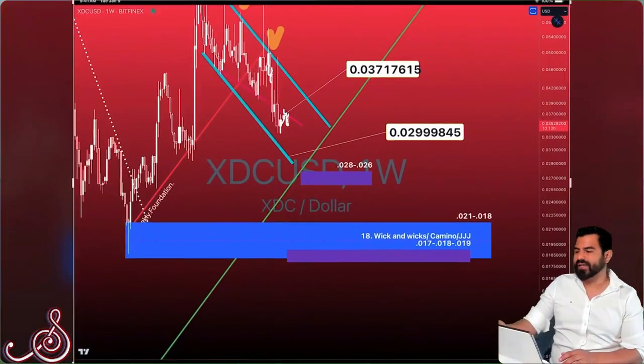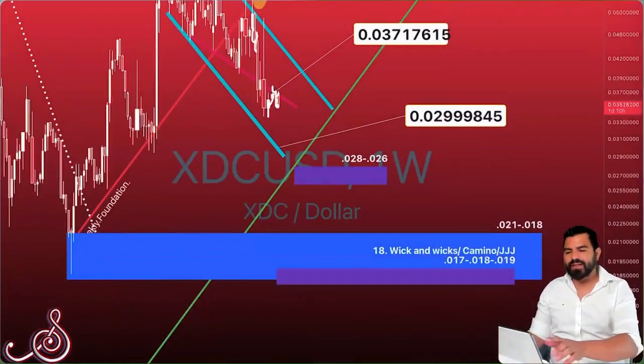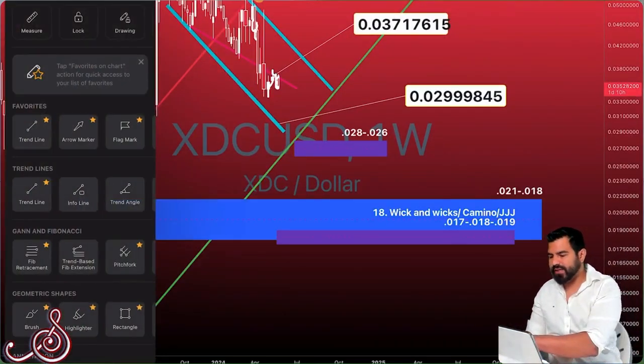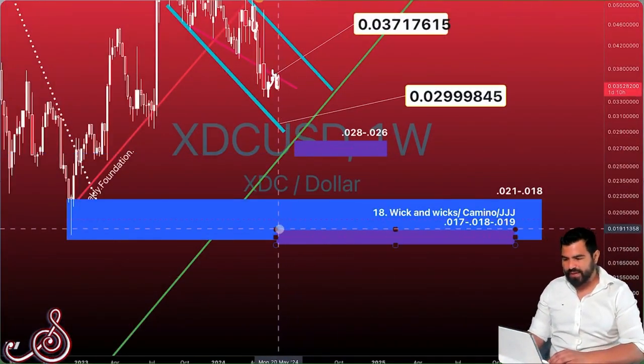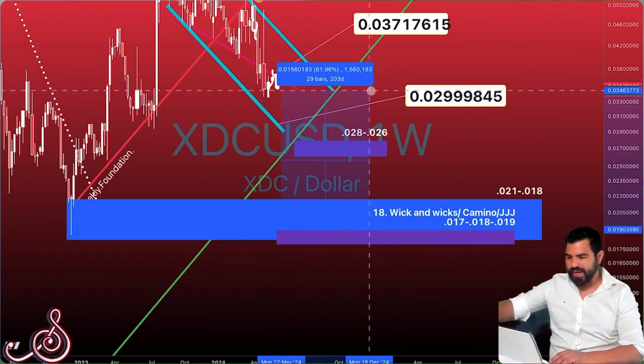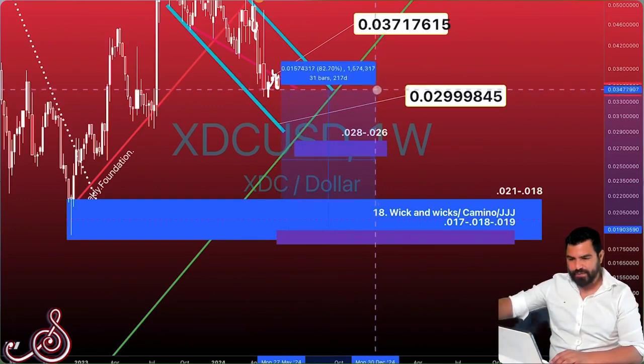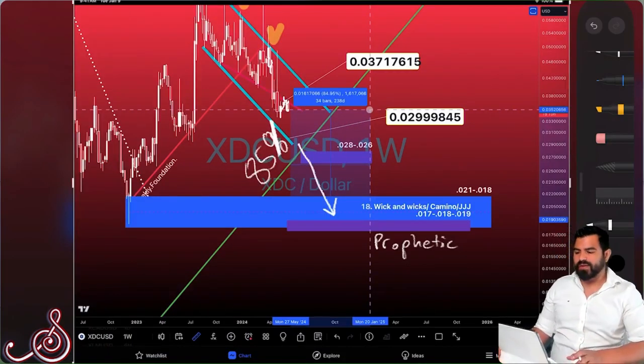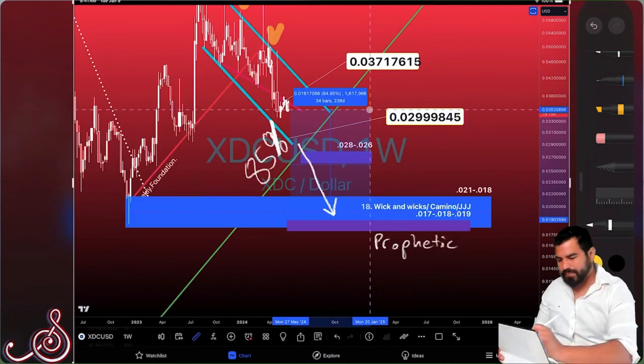So that's more confirmation. Yeah, it's not the time to buy. If anything, you're probably going to make some money on the way down. The percentage of money from there to right now is approximately 85%. Okay, there's our prophetic area.